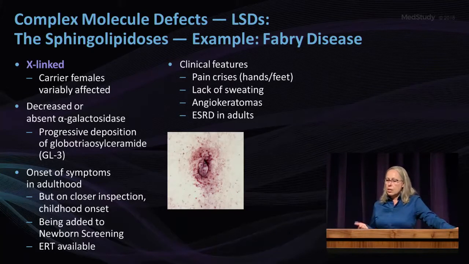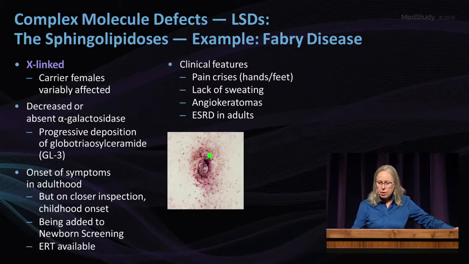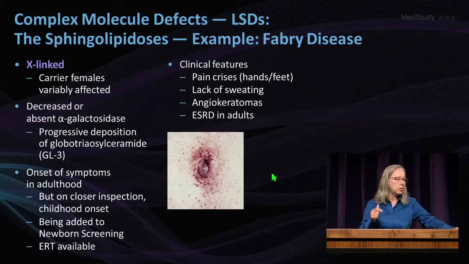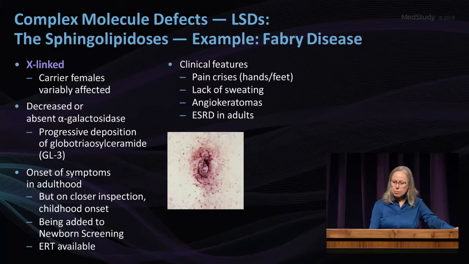The adults with these can have pain crises, especially of the hands and feet. There's a lack of sweating. These angiokeratomas, especially around the umbilicus, are the key feature. And you'll see it in clinic, you'll see it on every exam. You get end-stage renal disease in adults, and with the enzyme replacement therapy, you're hoping to avoid that by starting it early in the children.